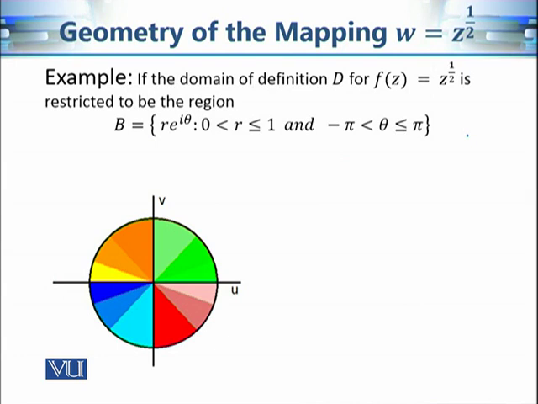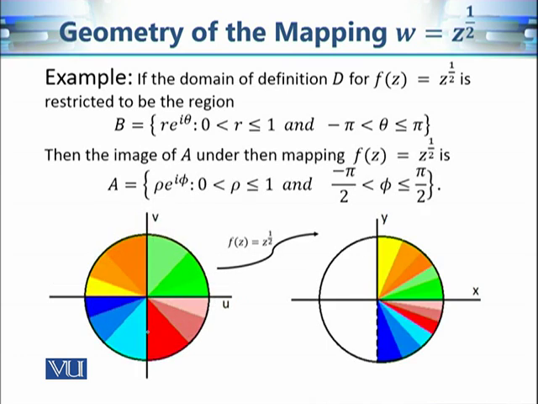Now, if we restrict the domain of this principal root function to the following set B, which is the set of all complex numbers in the z plane for which the modulus lies between 0 and 1, and theta lies between minus pi and pi, in other words it is this unit disk. We have colored this unit disk just to observe what will happen with these colors, with the complex numbers lying in these shaded regions, when we apply this mapping f of z is equal to z raised to power 1 by 2.